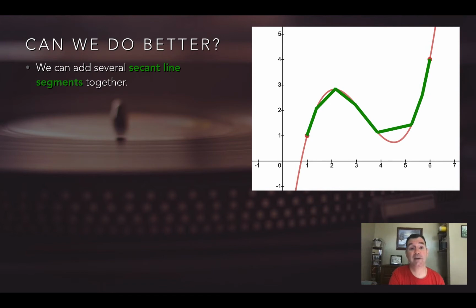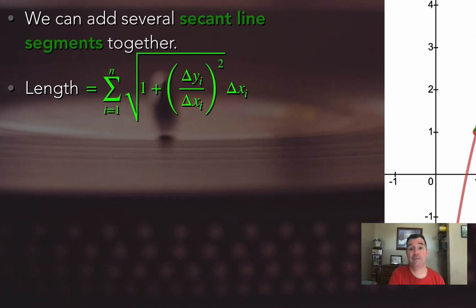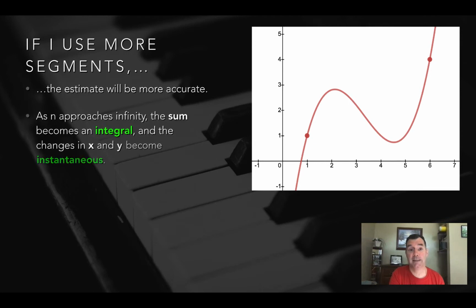I could space them out however I want, and that gets me a sum of that same formula over and over again, that square root of 1 plus delta y over delta x squared with the little delta x outside the square root. Now there's going to be a bunch of delta y's and delta x's, so I have to call each one of them delta y sub i and delta x sub i, and then add all of those together. And that would get me a better approximation depending on how far I separated the x's and the y's along the curve. So if I use more segments, then obviously it's going to be more accurate.